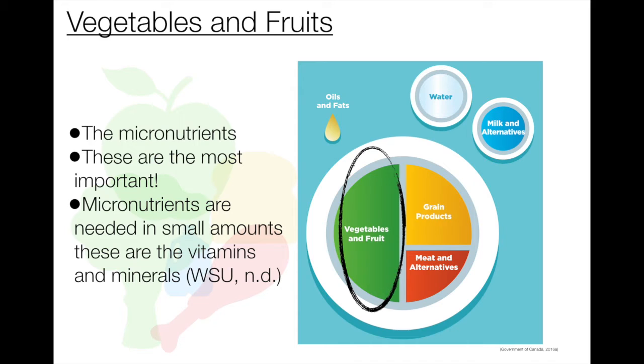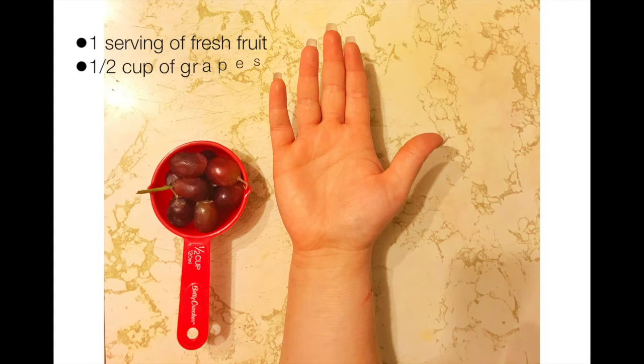Micronutrients, these are the vitamins and the minerals. But even though they're needed in such small amounts, to get enough, you need to eat a lot of fruits and vegetables. So if you look right here, this is a portion size compared to my hand. So this is 1 serving of fresh fruits, and it is half a cup of grapes.